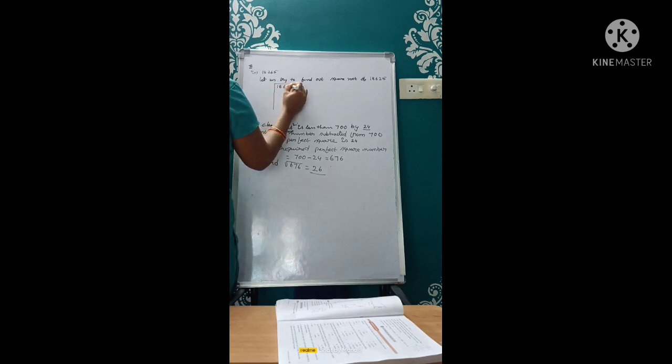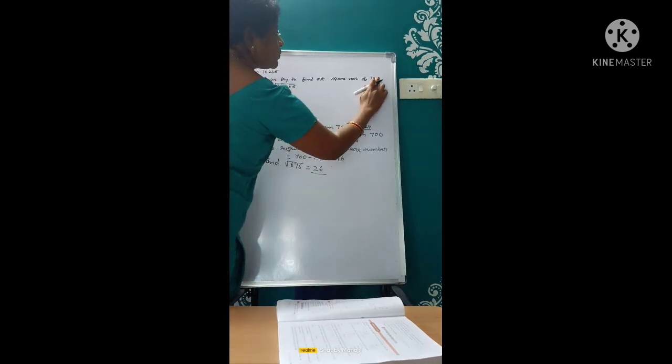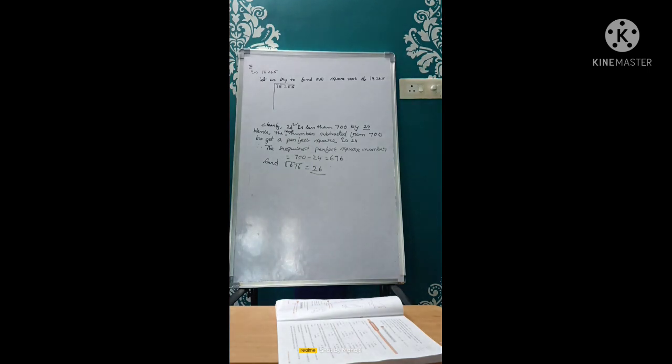First, grouping these. How many groups are formed? 3 groups are formed. So the square root of 18,265 has 3 digits. Now 1 is a perfect square of 1. So leave it here and bring down the next pair, 82. Double the 1, here 2.